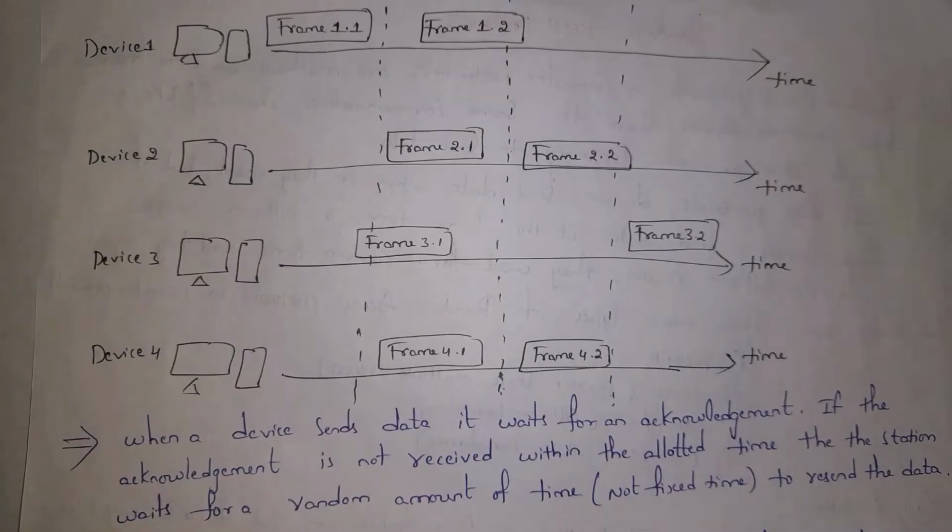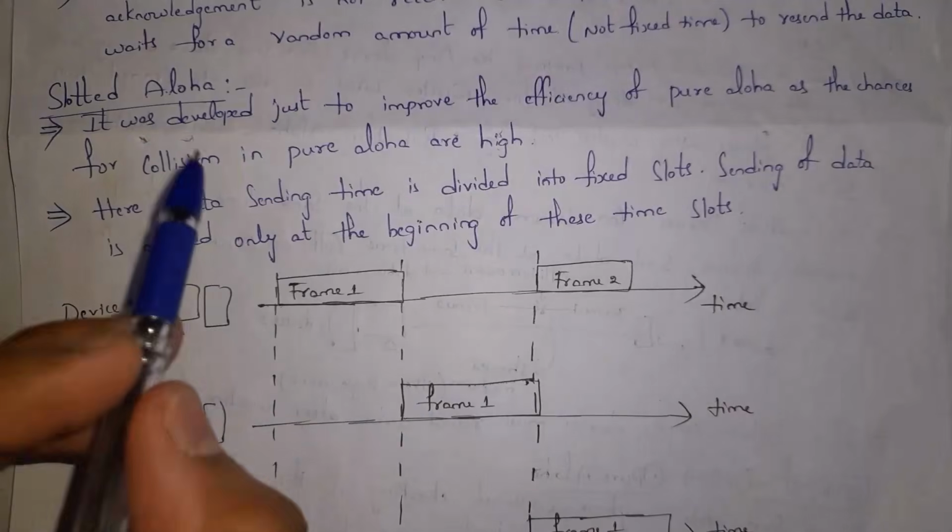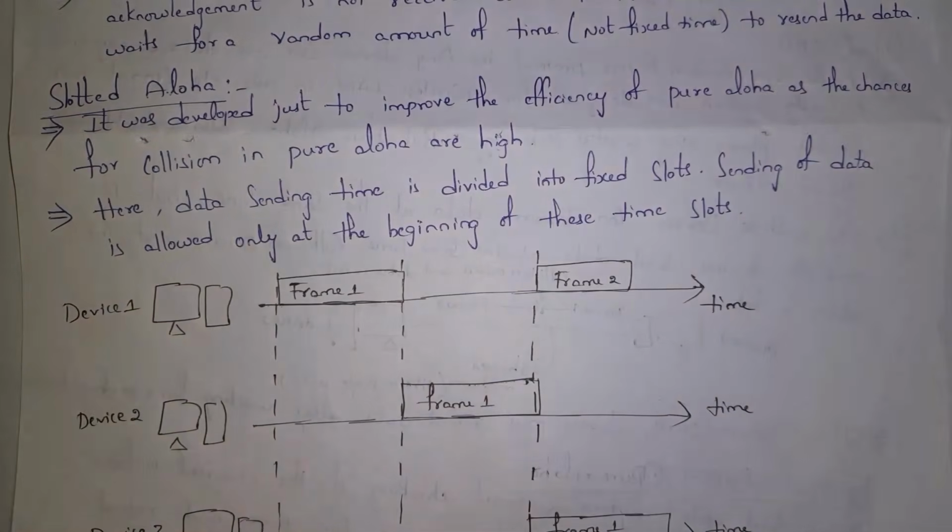Next, I will explain what slotted Aloha is. Guys, in pure Aloha, any device can send data at any time, so there is a high chance of collisions. In order to overcome this problem of pure Aloha, slotted Aloha was introduced. Whereas in slotted Aloha, a device cannot send data at any time. In slotted Aloha, data sending time is divided into fixed time slots.